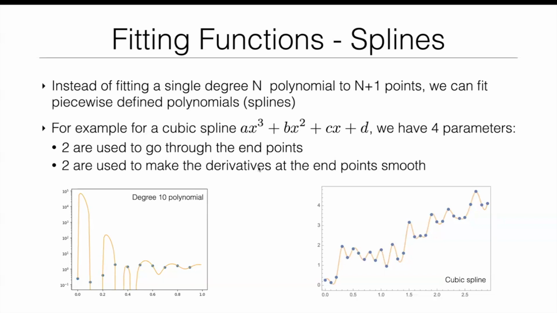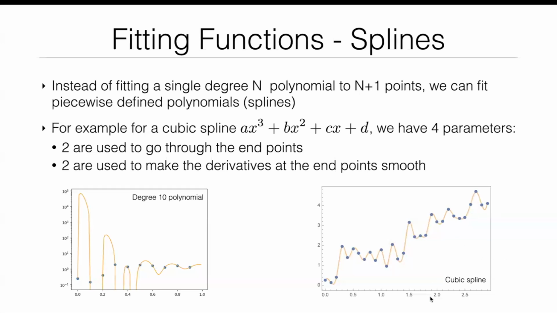And I have 4 parameters. I use 2 of these 4 parameters to make this function go through each of the 2 endpoints. And then I have 2 parameters left, and I use the last 2 parameters to make the first derivative continuous through these endpoints. So instead of getting something that is ragged, I get something that looks more smooth. And I'm just doing this for all pairs of points, and I get something that interpolates in this way. And now I don't have this huge oscillatory behavior. You see this is more nicely behaved now between these different points.